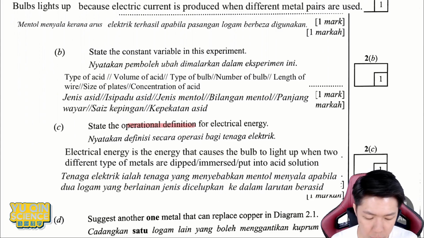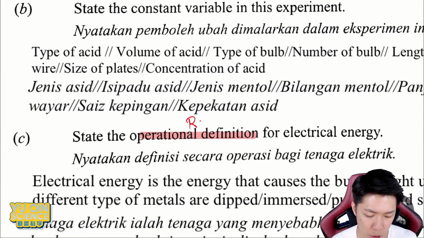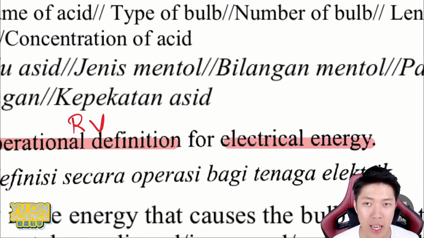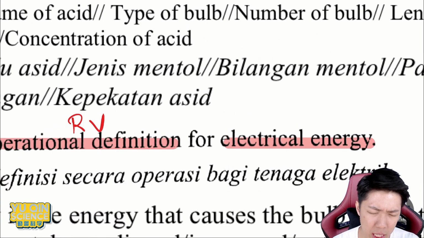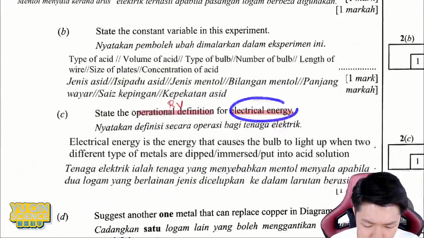The one that everyone don't want to do. Operational definition means you must answer based on your responding variable, 反应性变数. Okay? And what is electrical energy? So remember this, everybody. Imagine a 5-year-old kid. 然后一个5岁小朋友来问你什么是 electrical energy? Like, what is electrical energy?